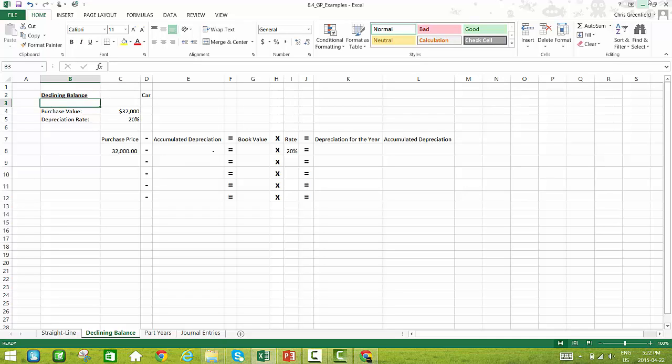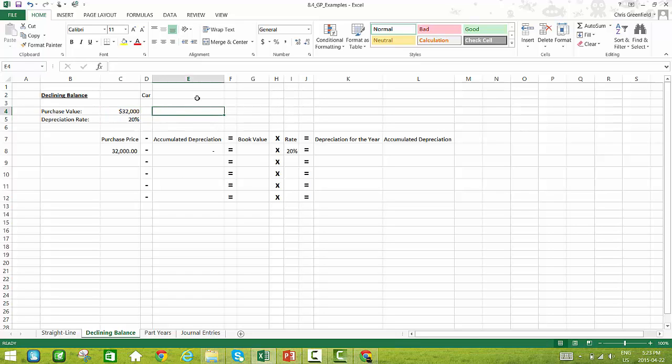We start out with only two pieces of information, but there's a third piece that we have to keep track of as we go. So in this case, we're going to use our same asset, which is our car. And as I said, we only have two pieces of information. We have the purchase value of $32,000 and then the depreciation rate of 20%.